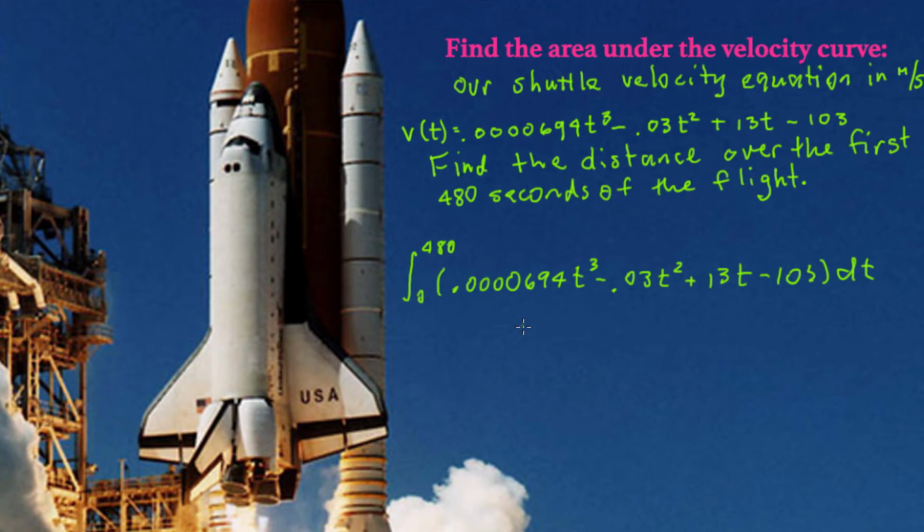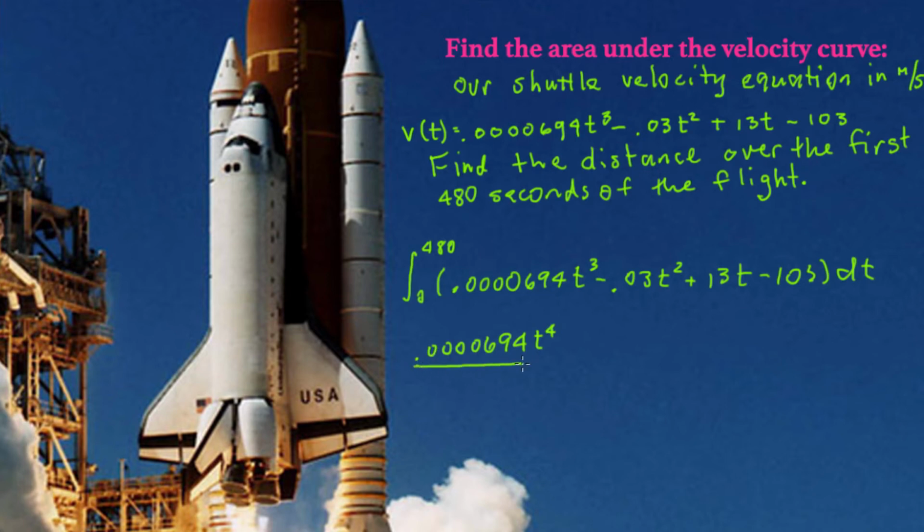So what I'm going to do is just follow my rules of integration. I'm going to integrate this, and I'm going to evaluate it from 0 to 480. And remember, for this particular problem, when we evaluate from 0 to 480, the 0 will make that whole second term vanish, okay?